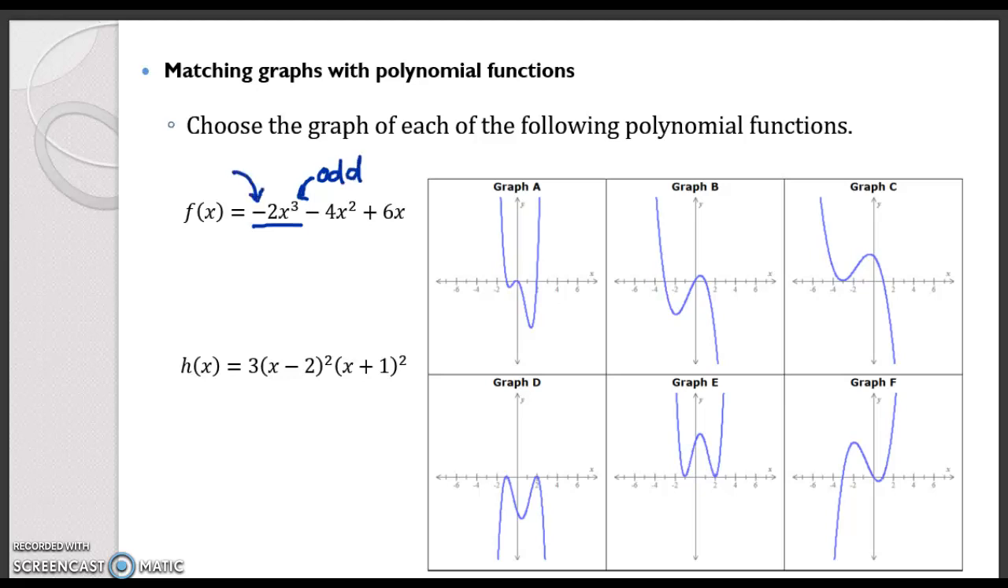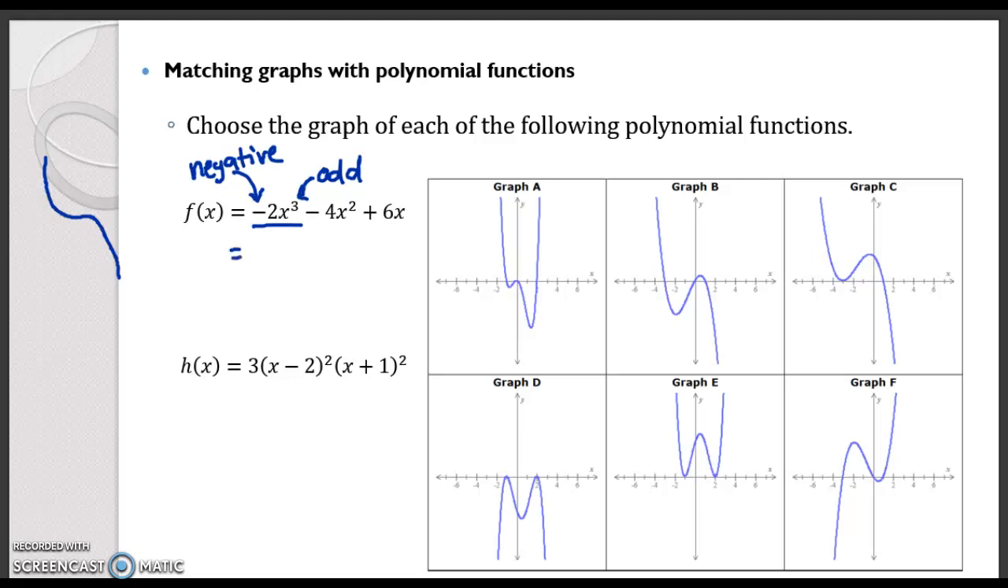And my a sub n is negative. So that means I'm going to have some sort of shape like this, right? Now, I have two of those, B and C, so I need to find out some more information.